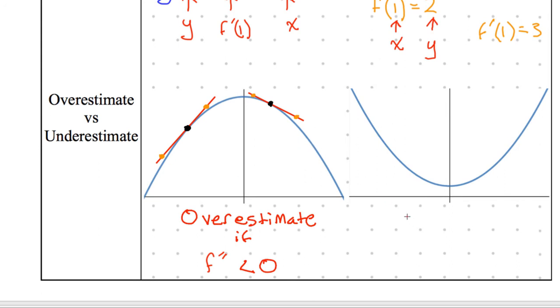And what do you think about here? If you had to just take a guess for the right-hand side graph. Underestimate if f double prime is less than 0? Yep. Greater than 0. If the concavity is concave up, greater than 0.